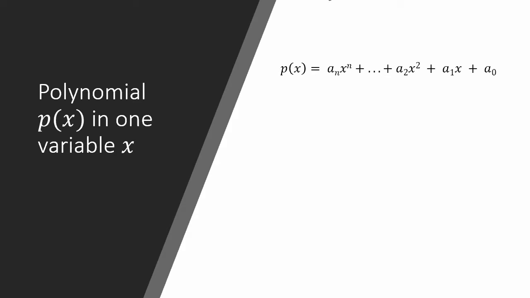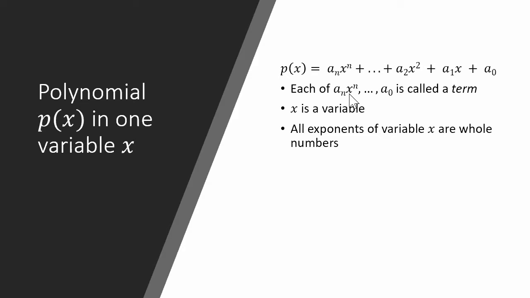A polynomial looks something like that. So you have an algebraic expression. Each of these, a_n x^n and so on, is called a term. A term is composed of a variable, x in this case. The variable has an exponent. So for example, in this case, it's n. All variable exponents have to be whole numbers. It cannot be a fraction or a negative number.